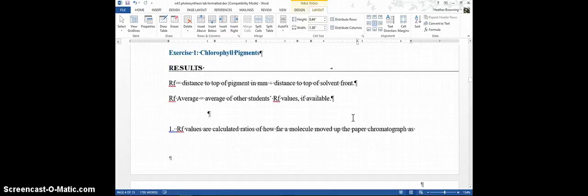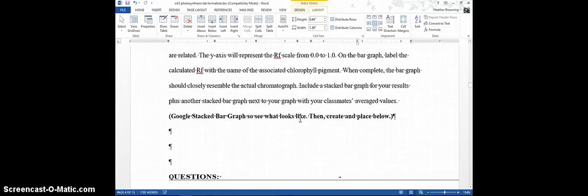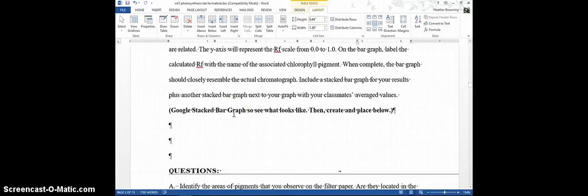So then the next is you construct a graph down here. You want to do this as a stacked bar graph because it's going to look like your paper really well, and then you'll label it. If you're not sure what a stacked bar graph looks like, Google it. You can just draw it by hand.